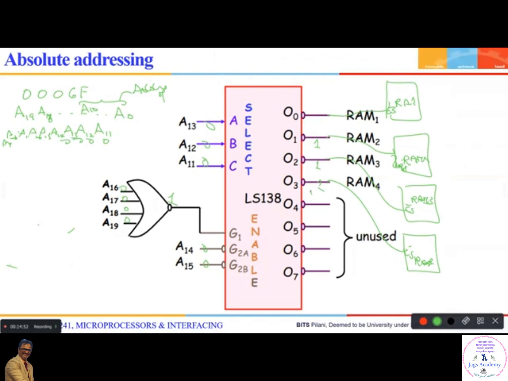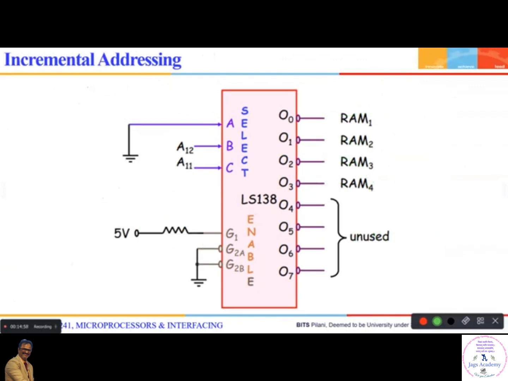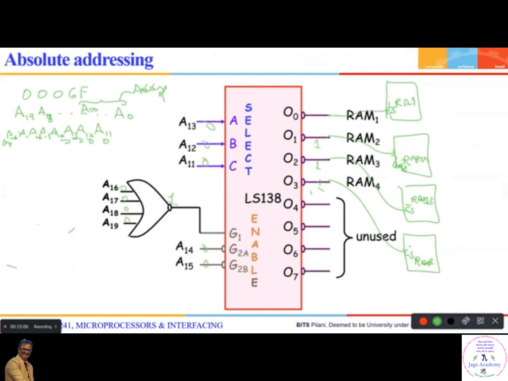Okay, so how to start? This is called increment. See, there are two ways we can do this. What we have seen now is called absolute addressing. The purpose of absolute addressing here is that we are going to use the entire address lines for connecting to the input of the decoder logic, which is called absolute addressing. Now, incremental addressing.